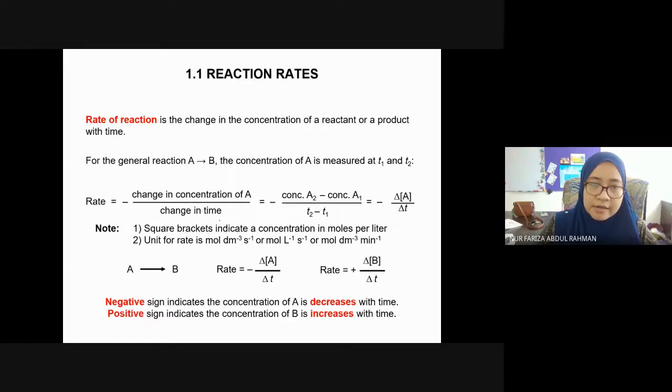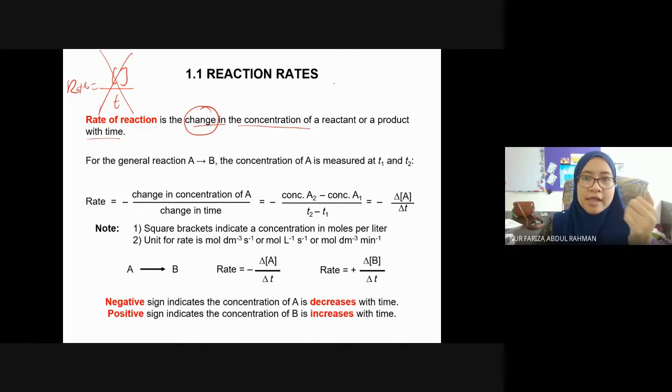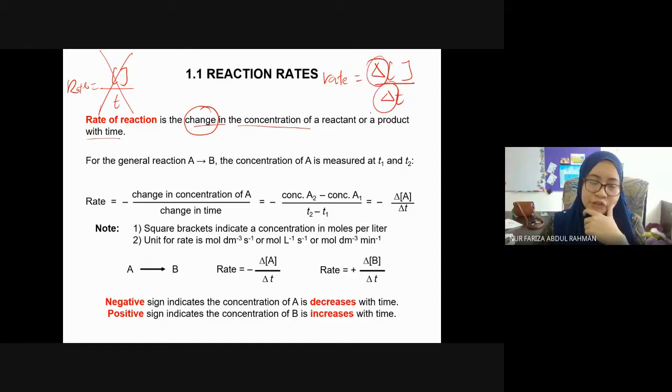Moving on, rate of reaction. So what is rate of reaction? Like I said just now, it is the change in the concentration of a reactant or a product with time. Please take note on this: it's not concentration over time. Rate is equal to this? No, this is wrong. It's supposed to be rate is equal to the change in concentration over the change in time. This is very important, change.